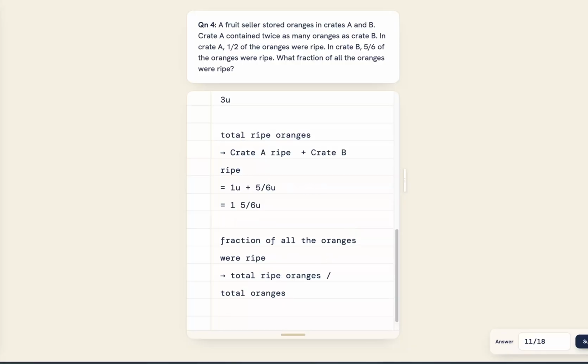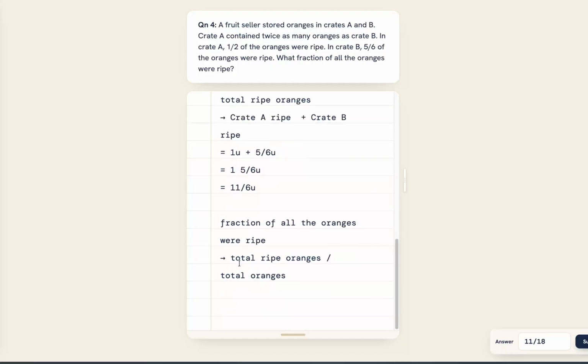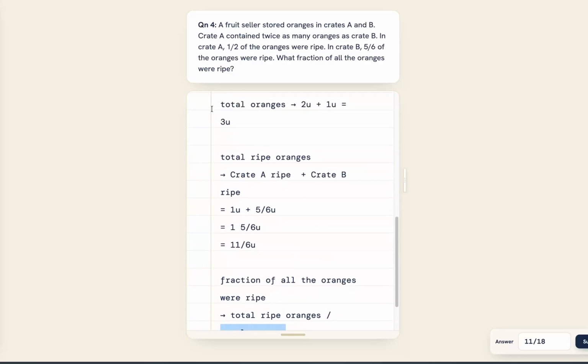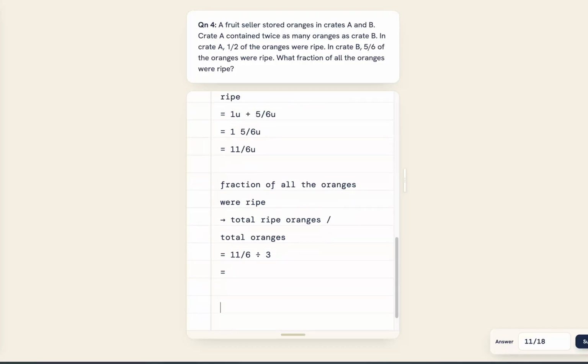Let's make it into a mixed number. So this will be equal to 1 5/6, or 11/6. So the total ripe oranges will be equal to 11/6, out of the total oranges, which is 3 in this case. We can just do normal fraction division. We have a fraction divided by a whole number, so divide becomes times, and you flip 3 to 1/3, and this will become 11 out of 18. There you go. So that's the answer, 11 out of 18.